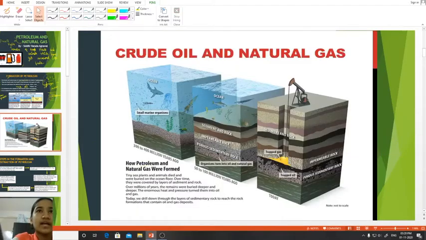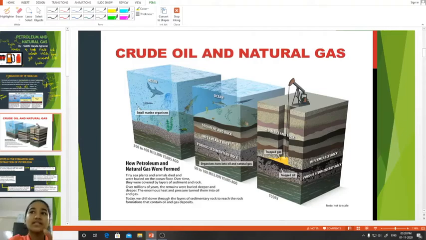What is our next slide? Our next slide says crude oil and natural gas. So here's an image of how they are formed. Let me explain it. First, when the dead marine plants and animals die, their bodies settle on top of the seabed. At first they'll float, then due to buoyancy and gradually they'll settle down.